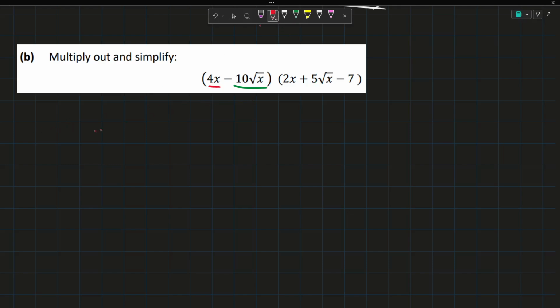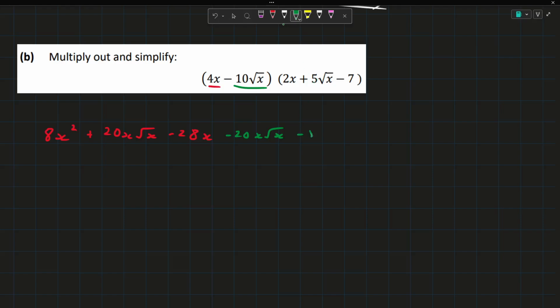So 4x times 2x, that's 4 times x times 2 times x, will give us 8x squared. 4x times 5 root x will give us plus 20x root x. Then 4x times minus 7 will give us minus 28x. Minus 10 root x times 2x will give us minus 20x root x. And then we'll have minus 10 root x times 5 root x.